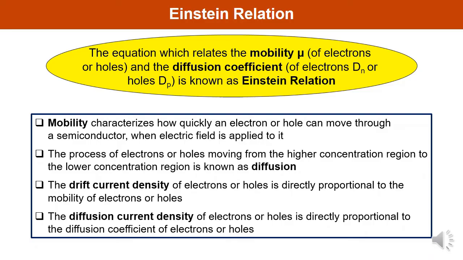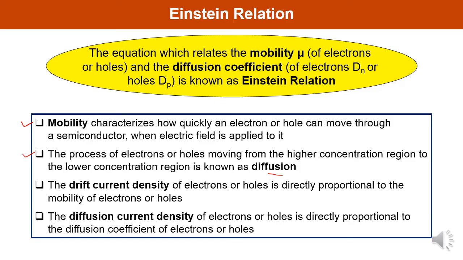Mobility characterizes how quickly an electron or hole can move through a semiconductor in the applied electric field. See, you always used to say electron is very mobile, and its mobility can be characterized in that particular term. And there is a process via which electrons or holes can move from a region of higher concentration to the region of lower concentration. This particular process is known as what? Diffusion.